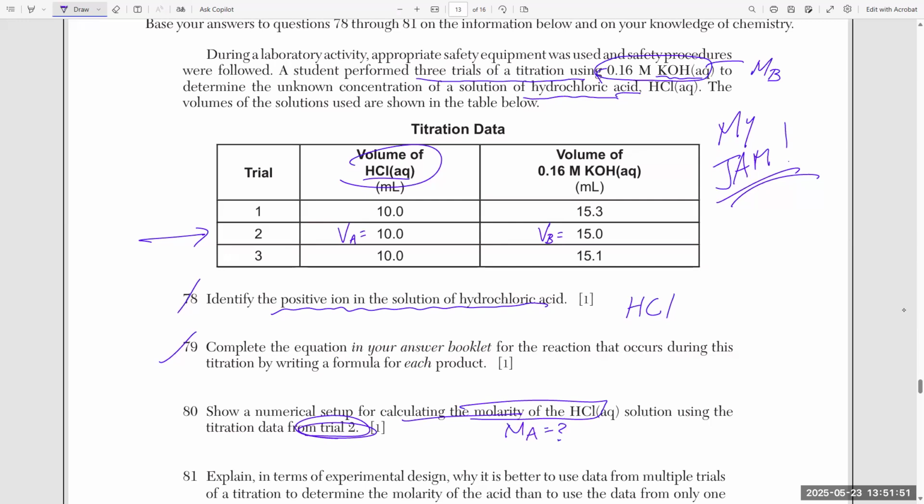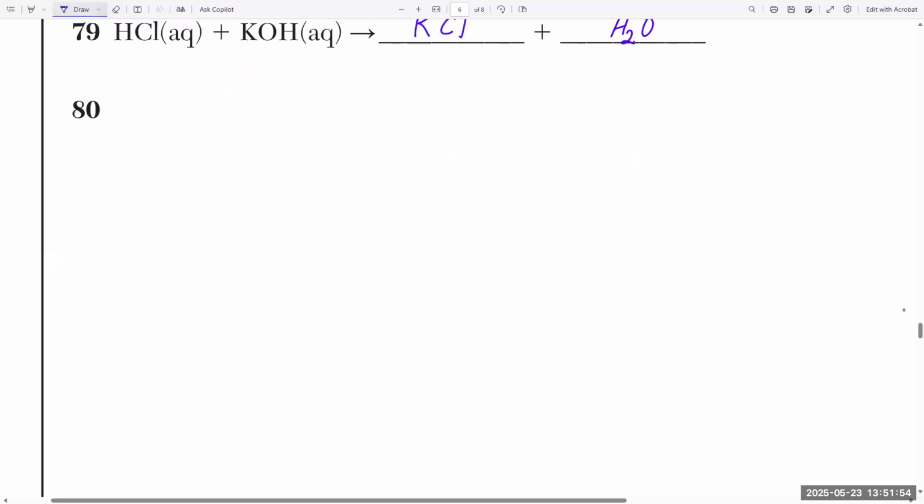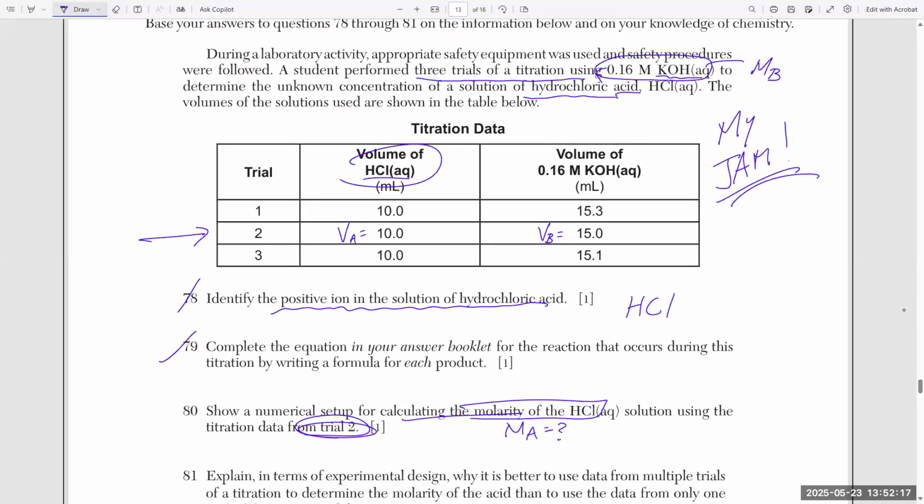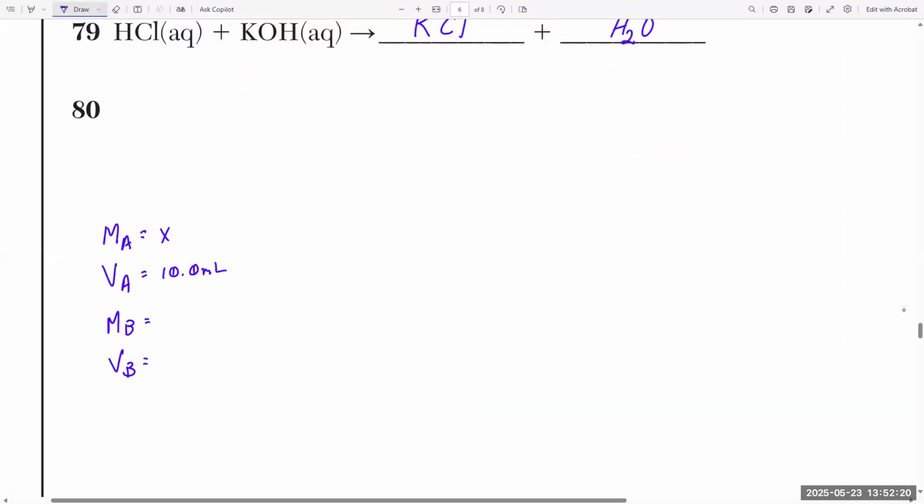So let's go set this up. I'm gonna go here, set it up. So we got MAVA equals MBVB, and I think MA is our unknown. All right, so let's go. VA is our 10.0 milliliters. MB is up here, 0.16 molar, and then VB is 15. We all good?